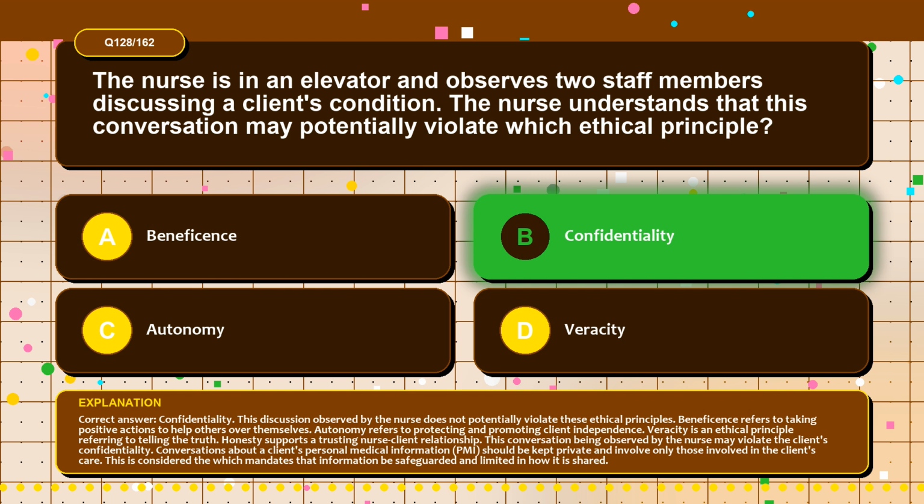This conversation being observed by the nurse may violate the client's confidentiality. Conversations about a client's personal medical information (PMI) should be kept private and involve only those involved in the client's care. This is considered the HIPAA, which mandates that information be safeguarded and limited in how it is shared.